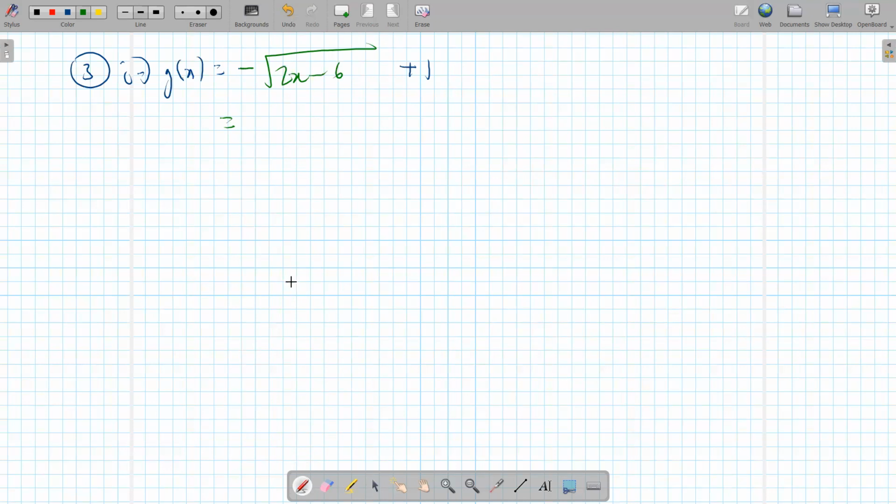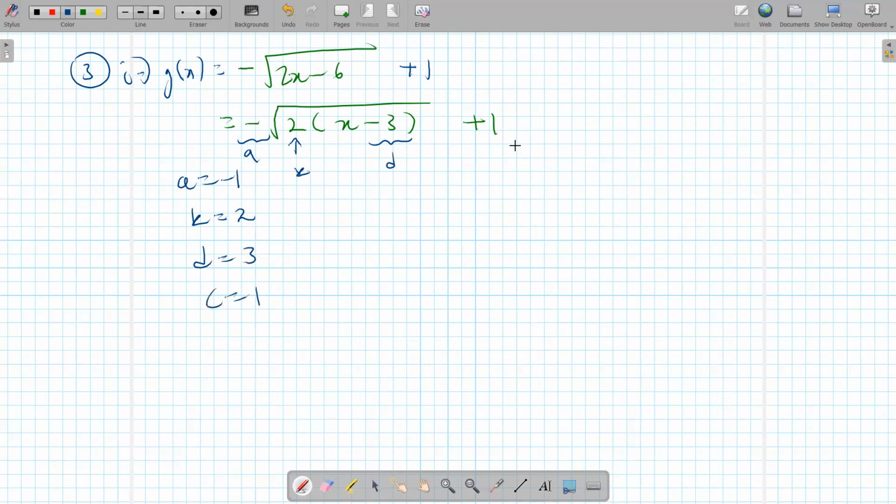Okay, there we go. So what you need to do is first pull out the k value, because if you look at the equation that we're given on the top, k always comes before a bracket. So we need to write it like this. That means our a value is -1, and our k value is 2. This is k, this is a. This is going to be our d. The d value is 3, and the c value is 1. Okay? a, k, d, c.